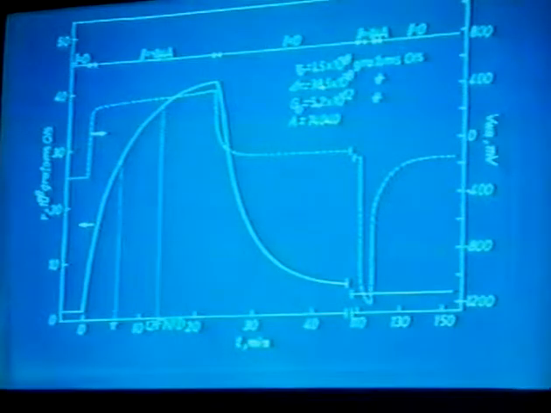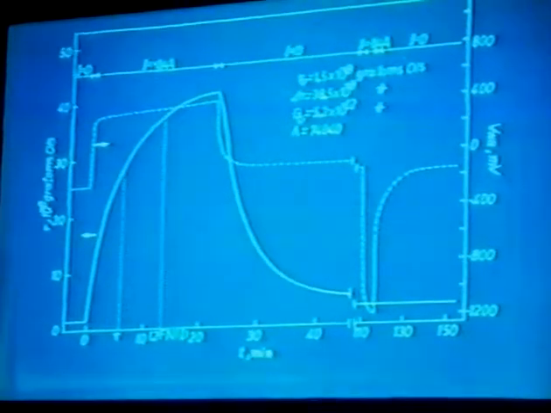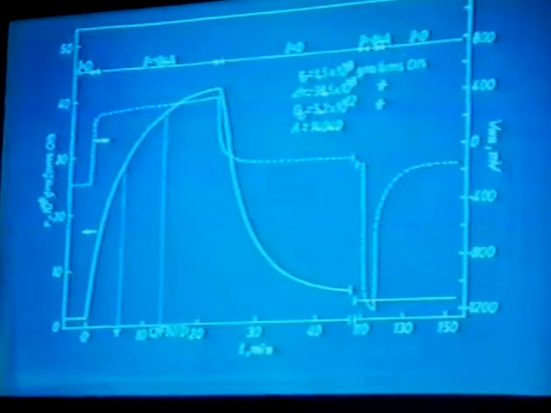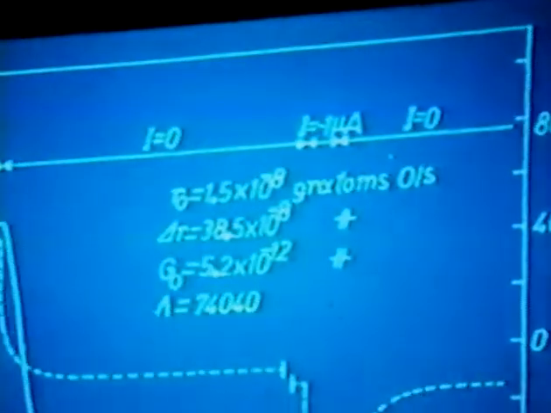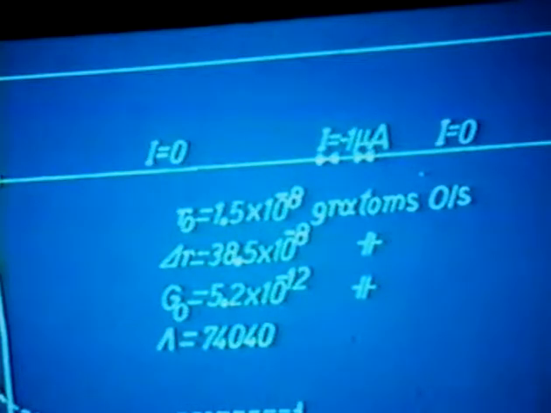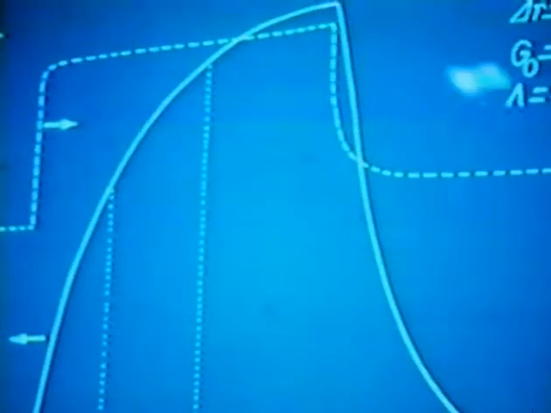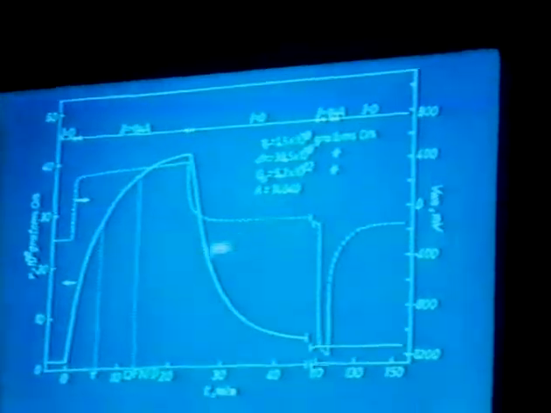Now if you compare the increase in catalytic rate with the rate of oxygen ion transfer through the electrolyte, the rate at which oxygen ions go to the catalyst, you find that the former is 74,000 times larger than the latter. That is to say, for each oxygen ion that is electrochemically pumped to the catalyst surface, 74,000 chemisorbed oxygen atoms react with ethylene to form CO2 and water. This ratio we denote by lambda, and we call it an enhancement ratio.